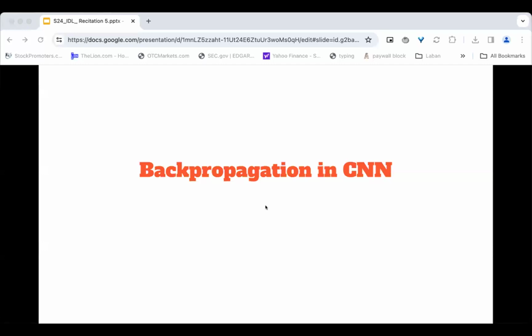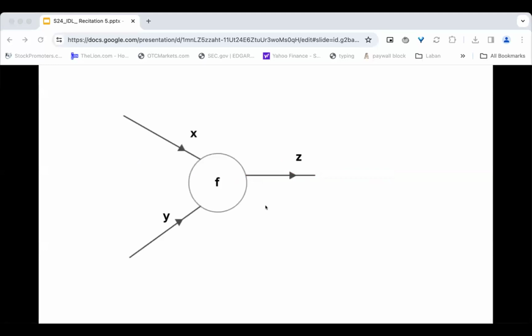Okay, can everyone hear me? Yeah, we can. Okay. All right, so we have backprop for CNNs next. Before that, let's review a little about backpropagation with respect to the chain rule.